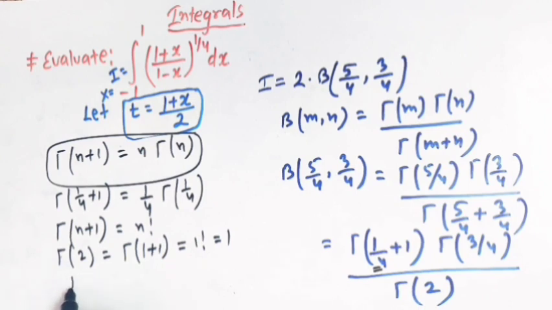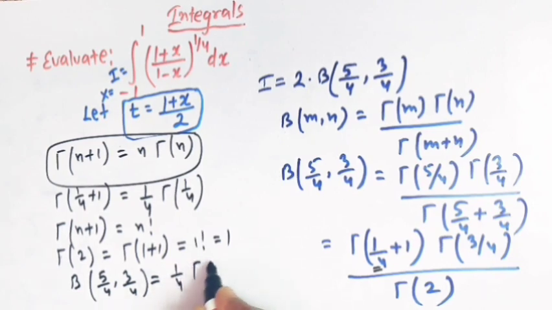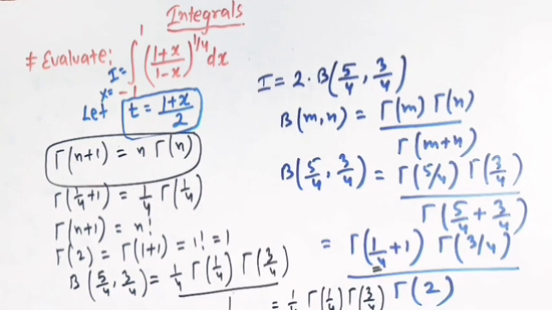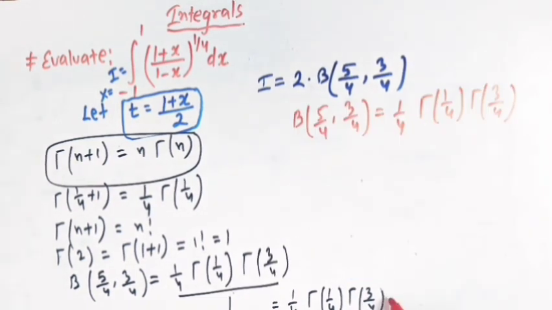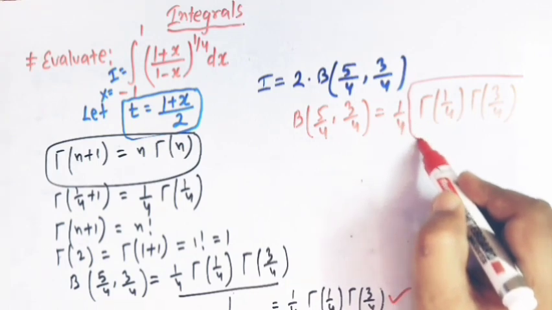So beta(5 by 4, 3 by 4) is equal to gamma of 1 by 4 plus 1, which can be written as 1 by 4 gamma of 1 by 4, times gamma of 3 by 4, divided by gamma of 2, which is 1 factorial, that is simply 1. So we have 1 over 4 times gamma of 1 over 4 times gamma of 3 over 4. Now we have written this expression over here.